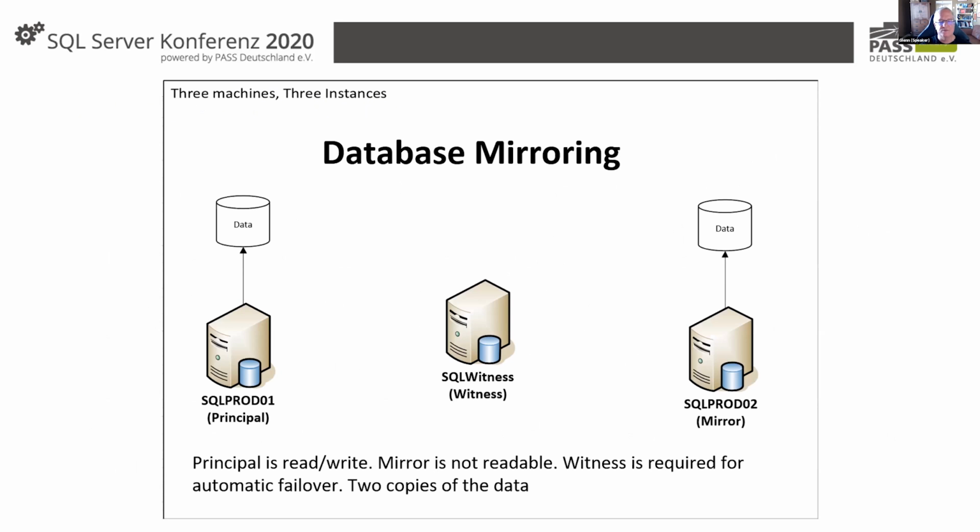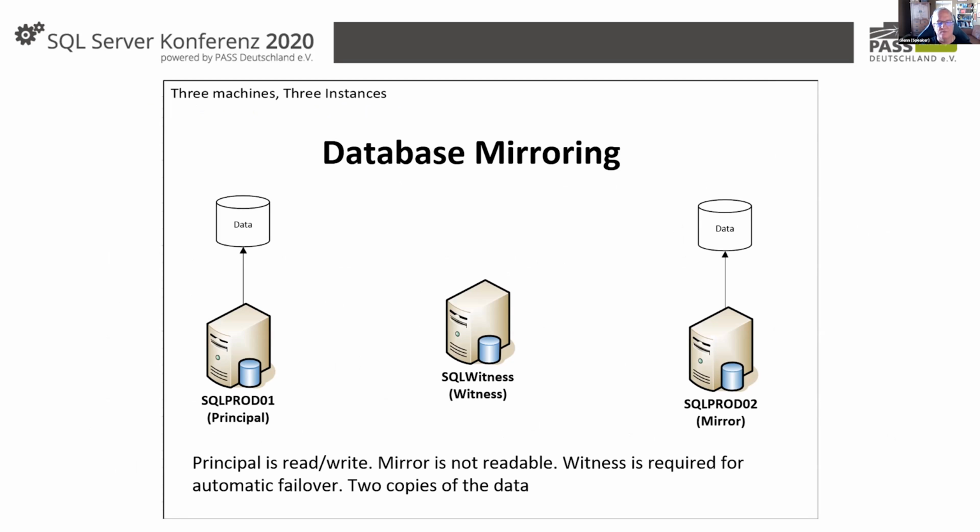So here's what database mirroring looks like. You've got a principal on one machine, and the data is there. It's got its local copy of the data, and that's your read-write copy. And then over on the right, you've got a mirror where that database is mirrored to, and there's another copy of the data there. And the witness is only needed if you want automatic failover. And the witness helps form a quorum.